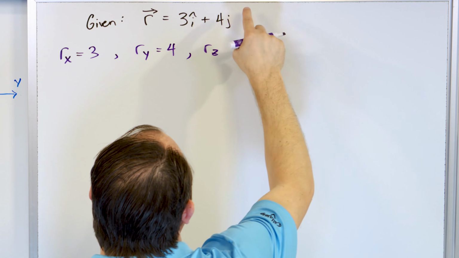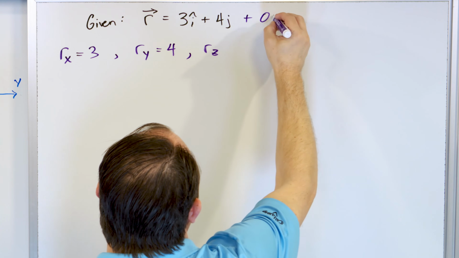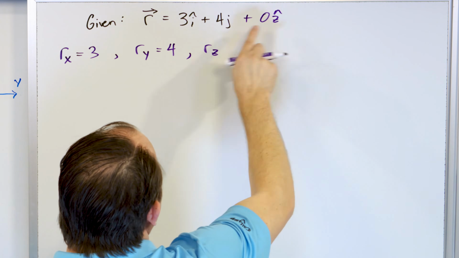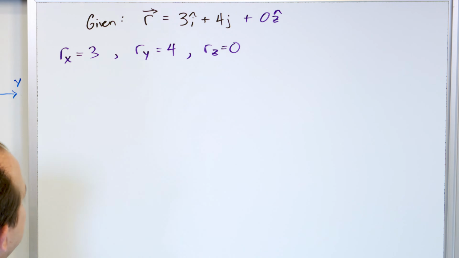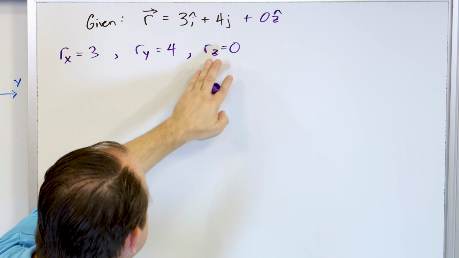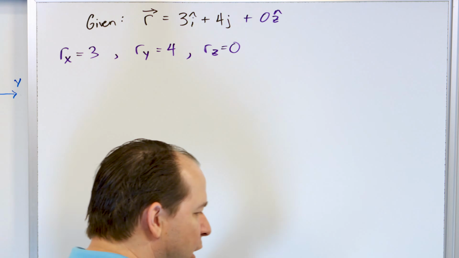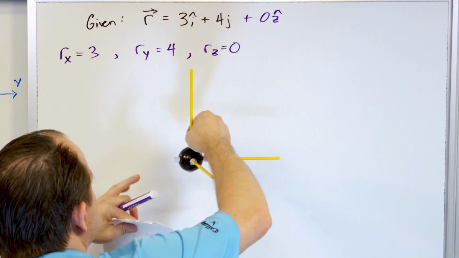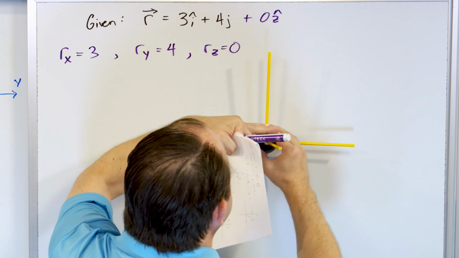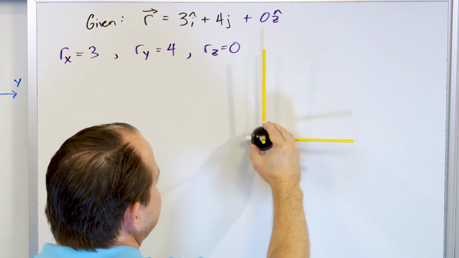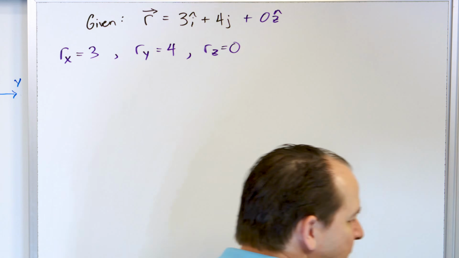So really it's like plus, I'll just put it here, plus 0 k. That's really what's here, even though it's not written there. So there's really no component in the z direction at all. This vector exists in the xy plane, and it doesn't come out of the xy plane at all. And if you want to visualize that, this is the xyz system. This vector exists in the plane down here. There is no upward direction to it at all.